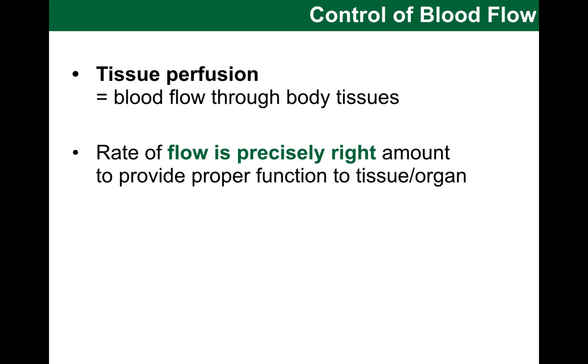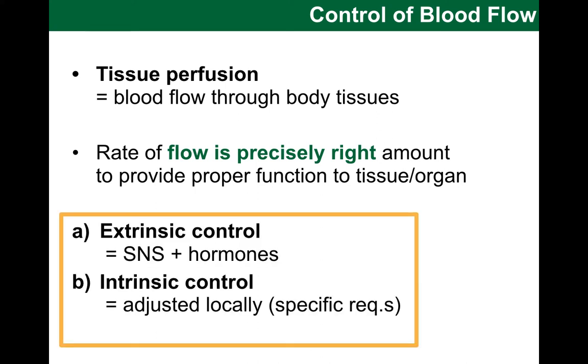Let's look at those. So, extrinsic control relies on the sympathetic nervous system and hormones to control blood flow. And note that this level of control would act throughout the entire body. So, for example, the smooth muscle on arterioles could be affected by the sympathetic nervous system and hormones in order to direct blood to or away from areas depending on if they need or do not need more blood flow.